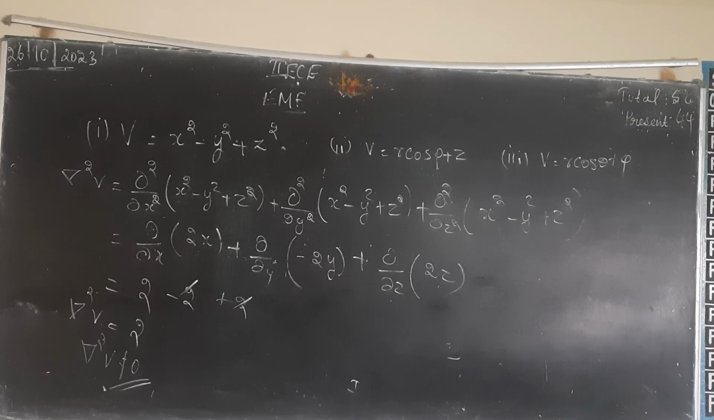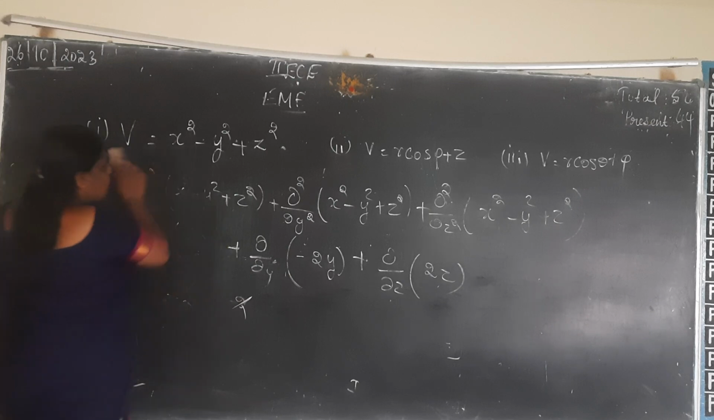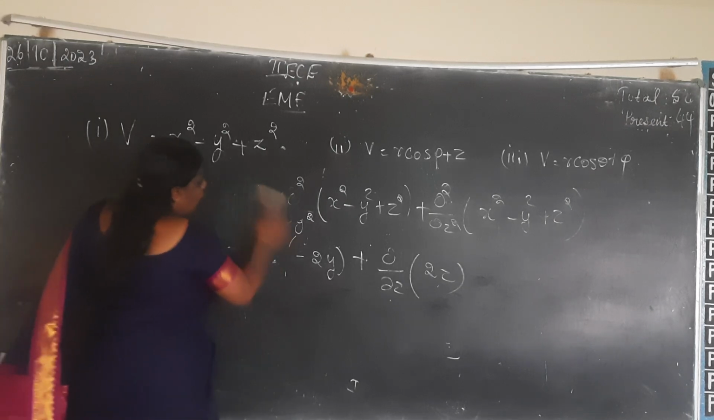The next one. What is the next expression, Vikarma? V is equal to R cos phi plus Z. So for this, what can I take? Cylindrical. So what is the expression for cylindrical? We got it in the notebook just now.